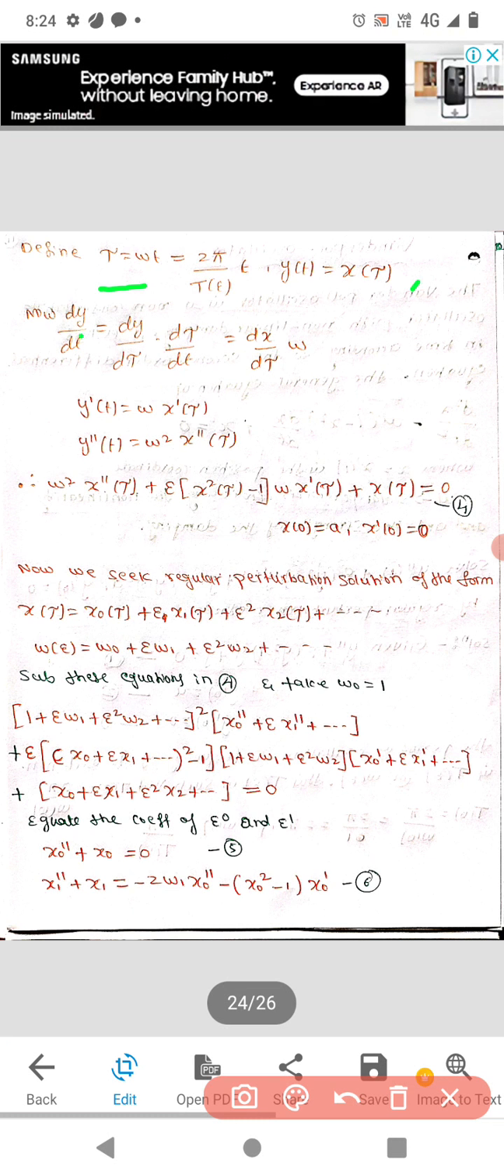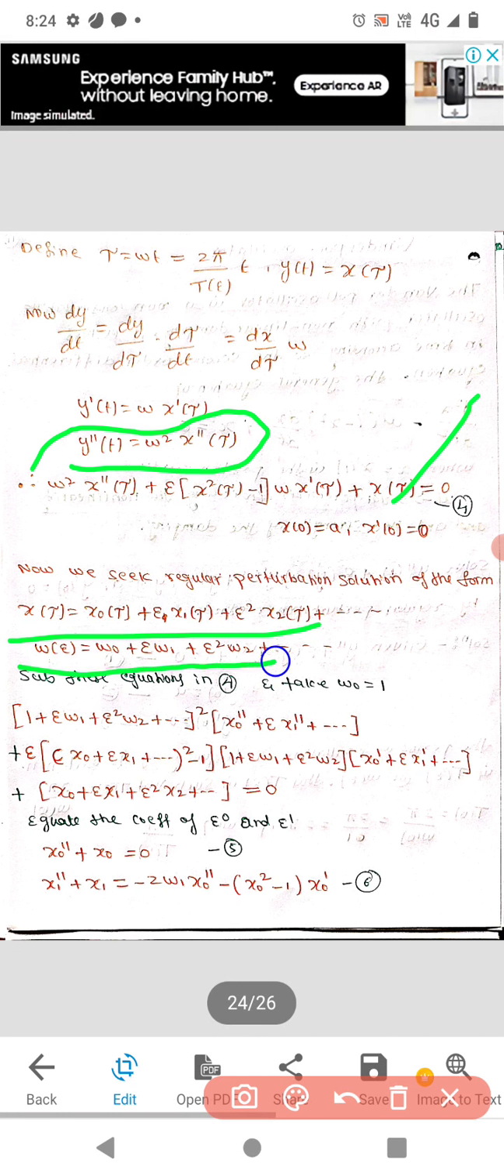Now find dy by dt. Then dy by dt is dx by d tau into omega. So it can be written as y dash of t equal to omega x dash of tau, and y double dash of t is omega squared x double dash of tau. Substituting these values in equation 1, you get this equation. Now consider the regular perturbation solution of the form x of tau is equal to this, and omega of epsilon is equal to this.